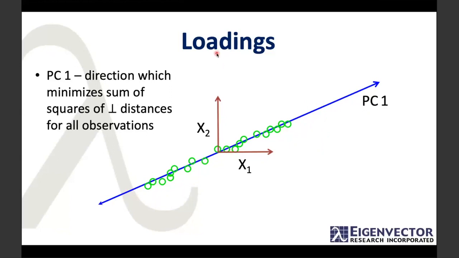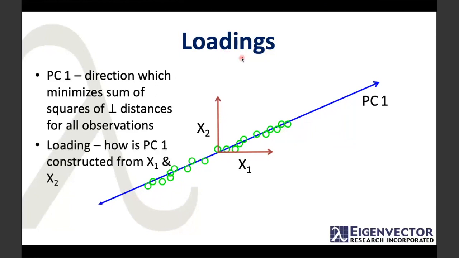So one of the key components here is a loading. What is a loading? Well, a loading is how PC1 is constructed from X1 and X2. PC1 is a linear combination of our original variables, X1 and X2, and that's shown here. So PC1 is a line which is made up of so much of X1 and so much of X2.